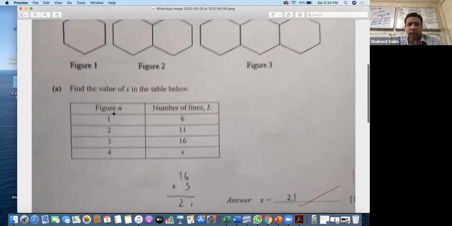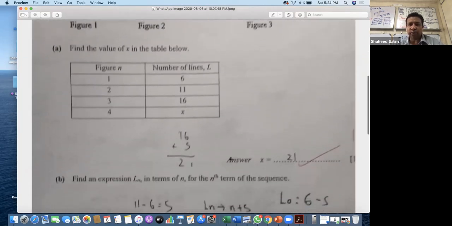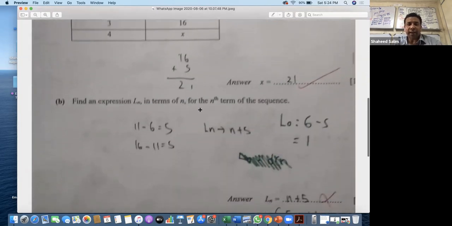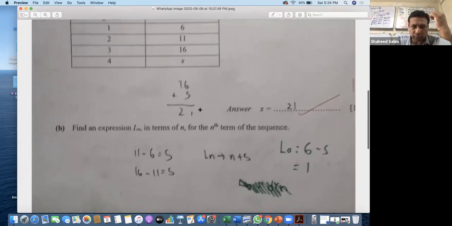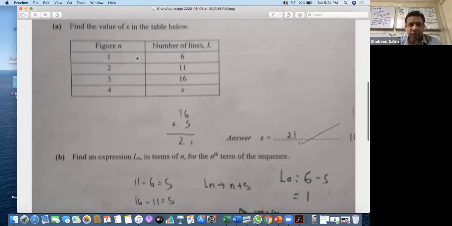4th one, okay, you actually drew. How do you get this one? You drew, is it? Or you just plus 5, or plus 5. 21, okay, that's another way. Find an expression for the nth term. Do you see any relationship with them?